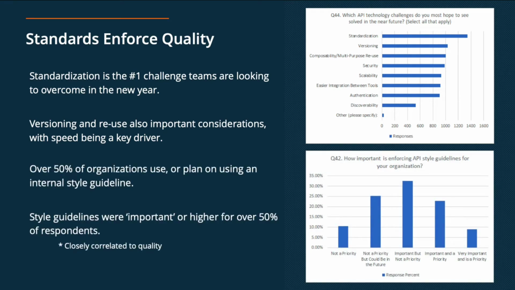And how are most teams attempting standardization today? Well, for the most part, teams are conducting manual reviews, checking against internal style guides to keep their APIs consistent. Over 50% of respondents told us that API style guides are important or very important for their teams. So most of the standardization that's happening today is very manual. It requires a peer review, and it relies on these internal style guides being adhered to.